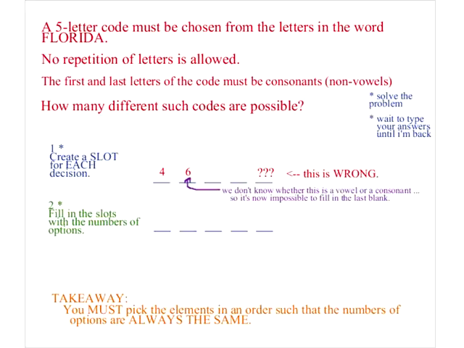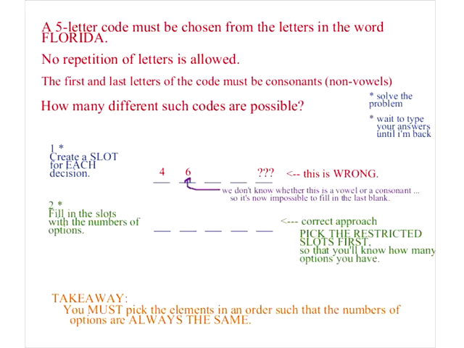So everybody type in the text box: in the correct way to do this problem, which slots do you have to pick first? Yeah, you've got to pick the restricted slots first so that you'll know how many options there are. So you've got to pick this. This has to be a consonant, and this has to be another consonant. So there's 4 possibilities here, and there are 3 possibilities here.